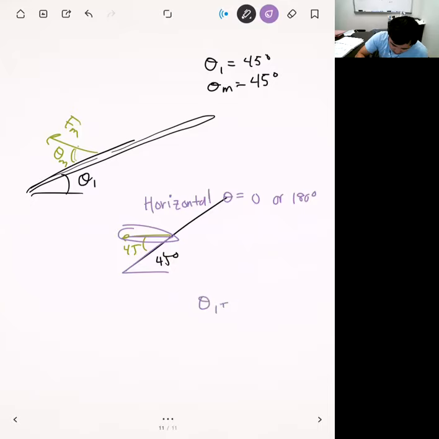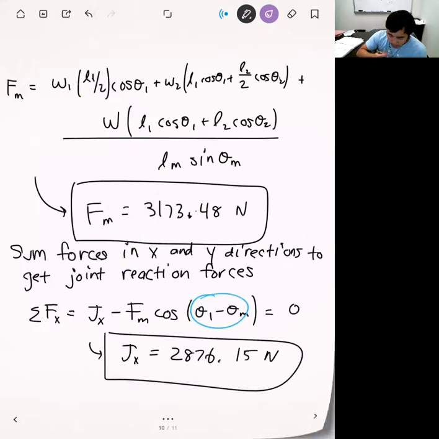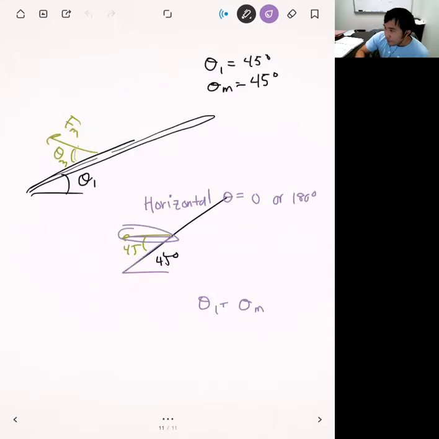If we did theta 1 plus theta m, right? If that was the angle for our cosine term here, we would get something completely wrong. Because if theta 1 plus theta m, in the case where they're equal and they're equal to 45, this would equal 90 degrees. And so what that basically is saying is that this angle right here is angled vertically upwards, which is completely wrong, obviously. And so we have it being horizontal, okay?